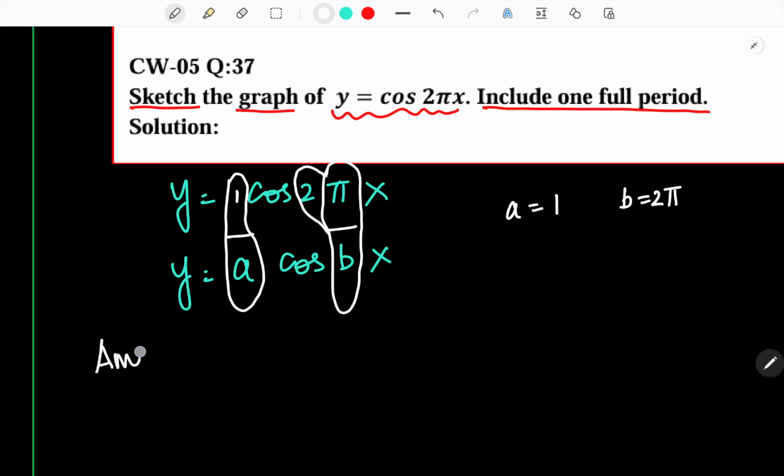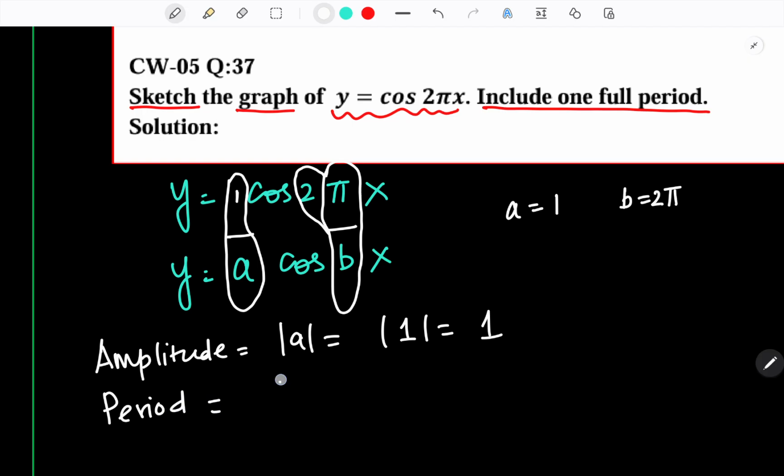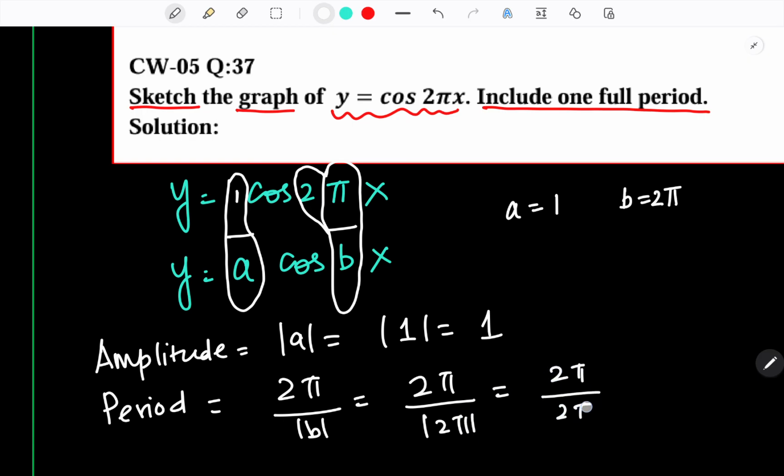So what is the formula for amplitude? This is absolute value of A, which is absolute value of 1, which is equal to 1. And what is the formula for finding period? 2 pi divided by absolute value of B, which is 2 pi divided by absolute value of 2 pi. Absolute value of 2 pi is 2 pi, which is equal to 2 pi divided by 2 pi, which is equal to 1. So your period is 1. Your amplitude is also 1.